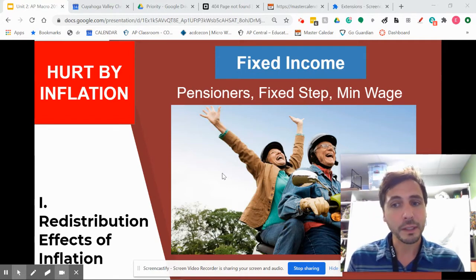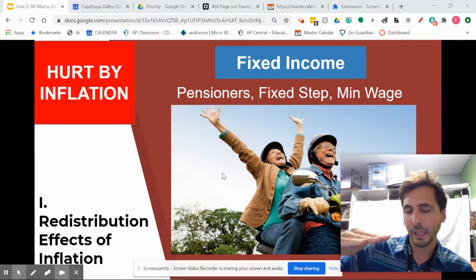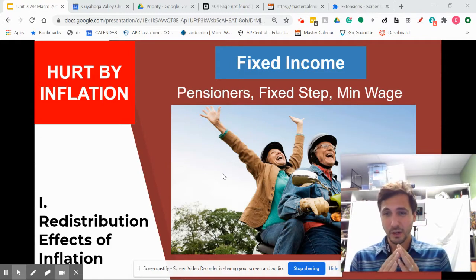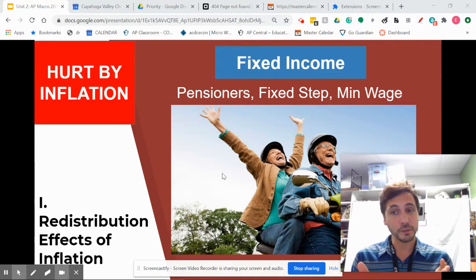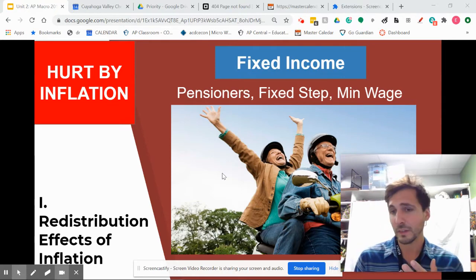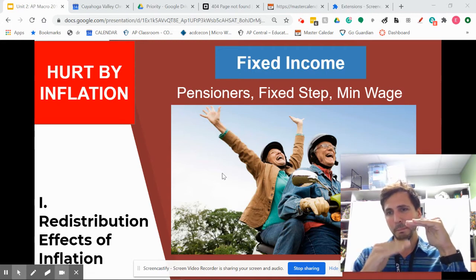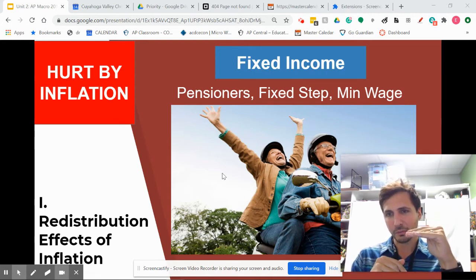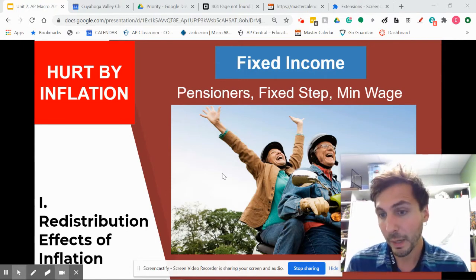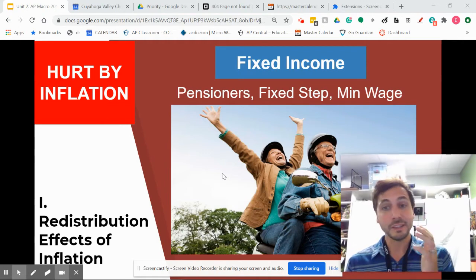People have fixed step incomes, which is most teachers actually have a fixed step income. So each year you get an additional step, a raise, right? Those raises are actually negatively impacted by inflation. So when I get a raise next year because I'm in my 15th year of teaching or 16th year of teaching, well, a part of that raise is going to be diminished by the inflation, right? Because it's not going to have as much of an impact on my wealth as if I hadn't had inflation, right?